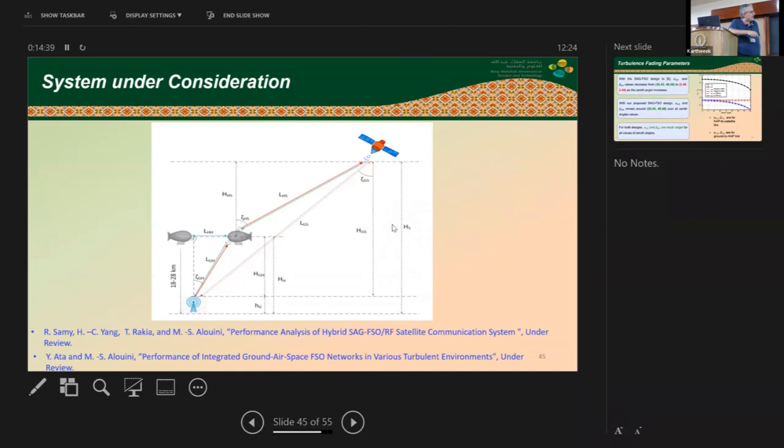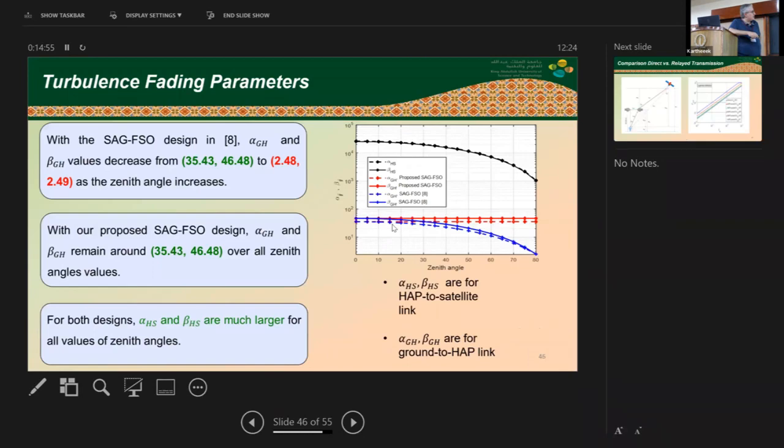Okay? So let's look at the performance of this relayed link as a function of the zenith angle. And what we have shown, if you look at this alpha and beta parameter I showed earlier, is that first of all, the alpha and beta parameters from HAP to satellite are very high. And by the way, when they are high, it means there is a small amount of fading, which means there is no scintillation, which is good.